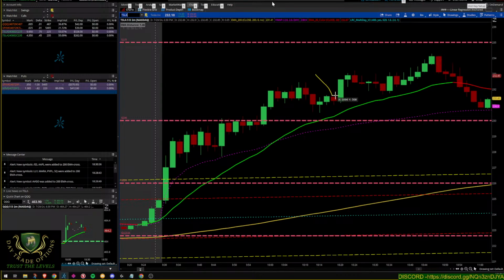I think it was right here. Yep. So I waited for this pullback. It was actually this candle. This is where I got in, because I remember I thought it was going to go against me. So I got in right here.